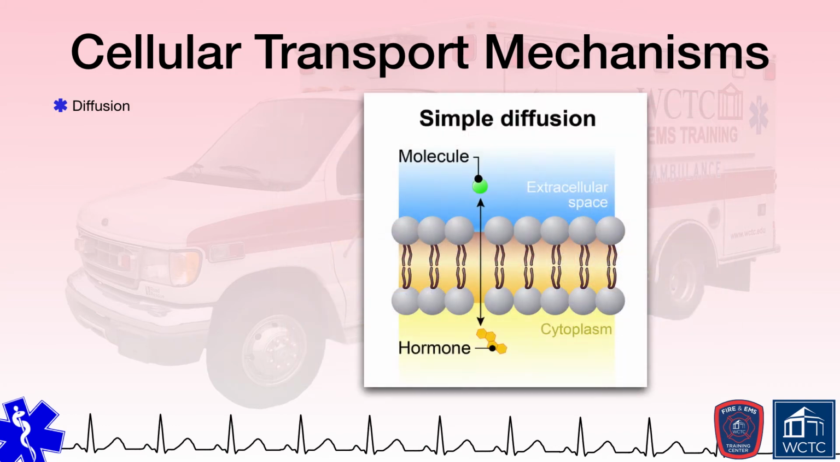Within the body, this process of diffusion is prominent in the lungs, with oxygen and carbon dioxide moving across the alveolar wall and the capillaries. It also occurs in other organs as well, such as the kidneys, the small intestines, and even the cornea of the eye, to name a few.